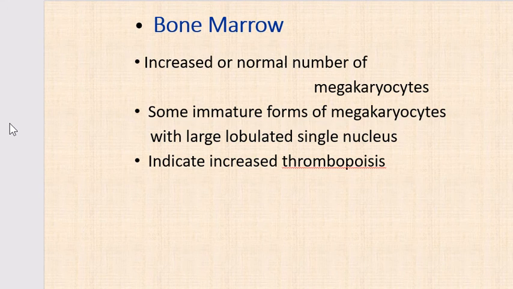And in the bone marrow, in this condition, there is increased or normal number of megakaryocytes. That is, the megakaryocyte proportion is normal or increased in number. That is, the platelet production is increased, or at least it is normal. Some immature forms of megakaryocytes with large lobulated single nucleus may be there in the bone marrow, and these findings indicate there is increased thrombopoiesis in the bone marrow.